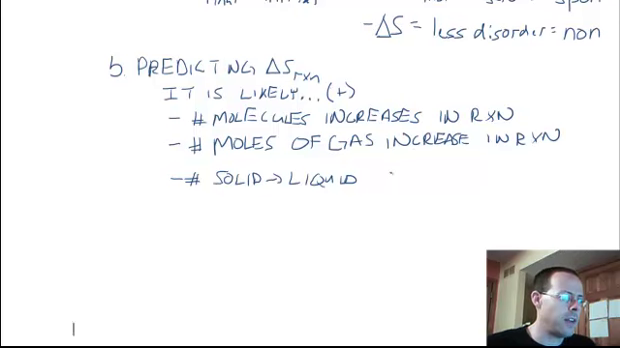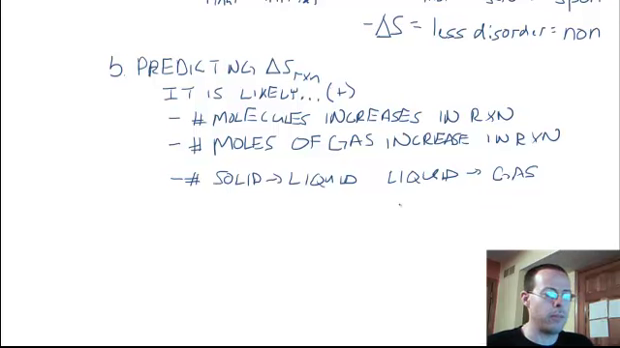The other time we can predict a positive delta S is if we're going from a liquid to a gas. Same idea. Liquids are fairly ordered compared to a gas. And once we have a gas, it is the most disordered state. We are pretty close to being done tonight, which is awesome.